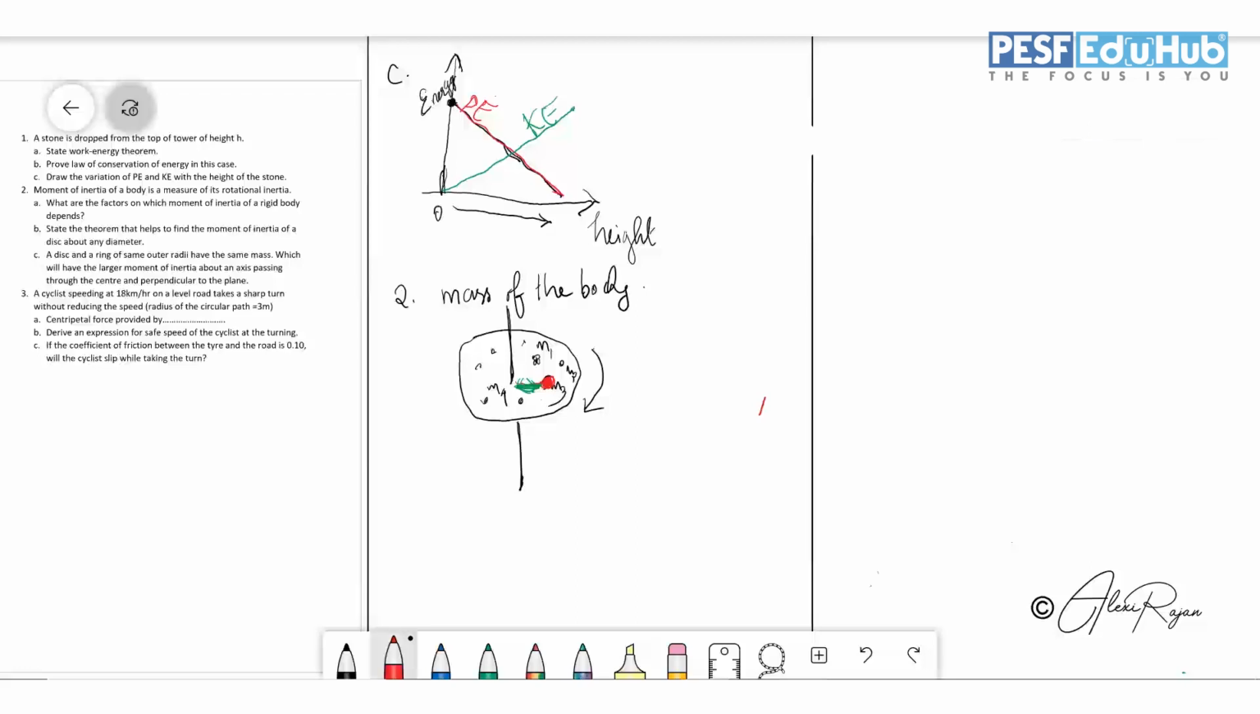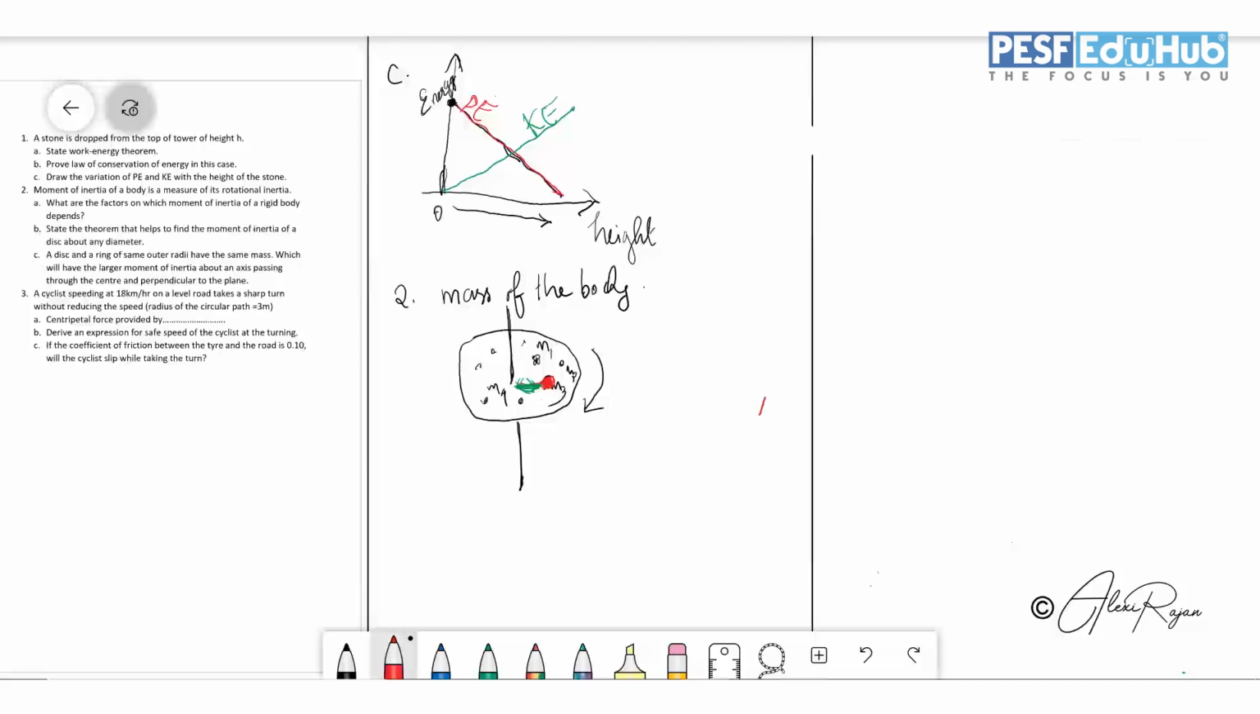So the distribution of mass of the body about the axis of rotation, the distance of the body from the axis of rotation, the orientation and position of the axis of rotation with respect to the body, and the fourth one is the shape of the body. These are the various factors which affect the moment of inertia of a rigid body.